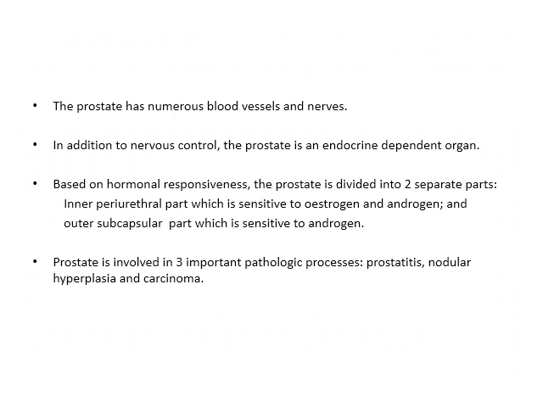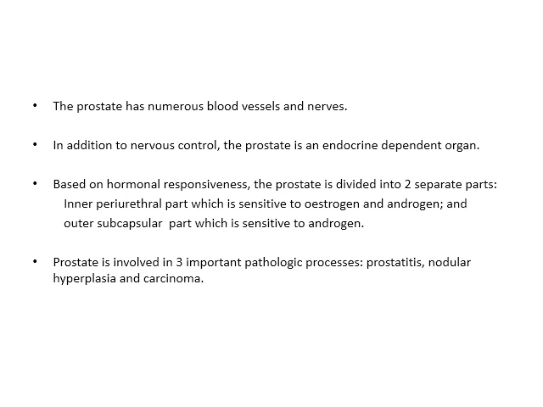Apart from this, the prostate has numerous blood vessels and nerves. In addition to nervous control, the prostate is an endocrine dependent organ, that is, it has hormonal responsiveness. Based on the hormonal responsiveness, the prostate has two different parts: an inner periurethral part and an outer subcapsular part. The inner periurethral part is sensitive to estrogen and androgen, whereas the outer subcapsular part is sensitive to androgen. So this is all about the normal anatomy and histology of the prostate gland.